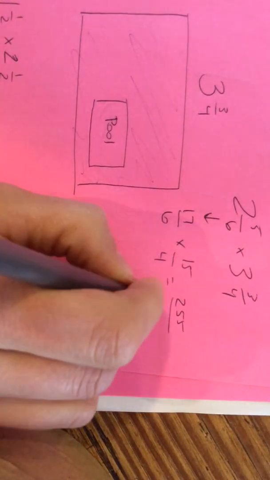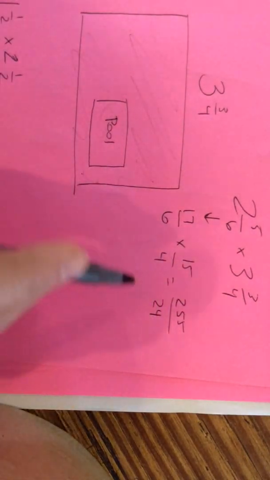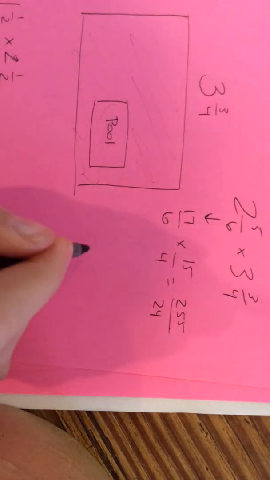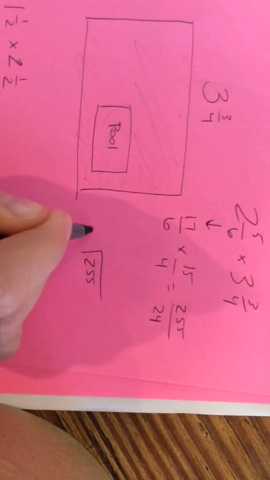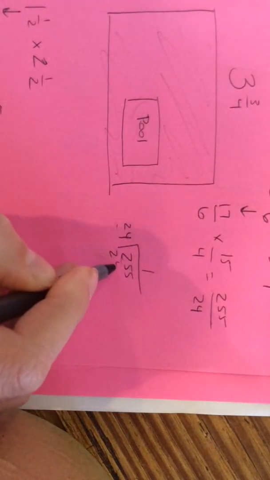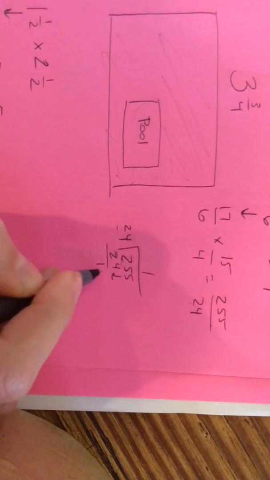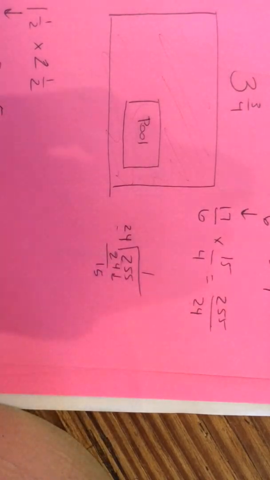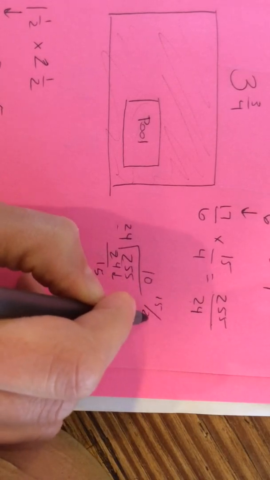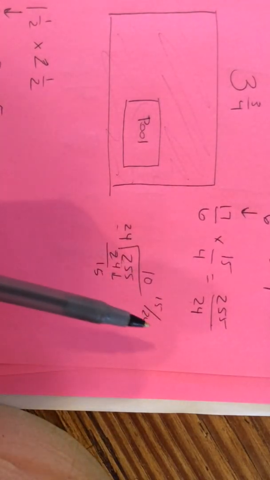That's going to happen sometimes. You're going to end up with big numbers, sometimes in the hundreds, sometimes in the thousands. 6 times 4 is 24. And now I'm going to divide. 255 divided by 24. Again, that's not something I can do in my head, so I'm going to have to use long division. 24 goes into 25 one time with 1 left over. 24 can't go into 15, that's 0. So I'd have 15/24ths left over, so the answer would be 10 and 15/24ths.